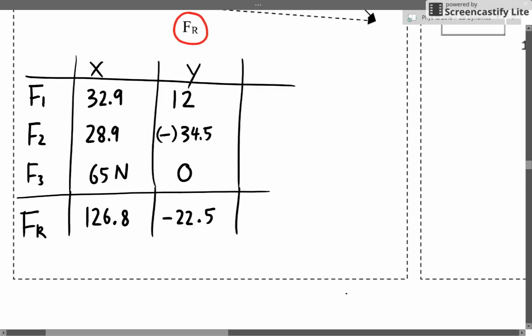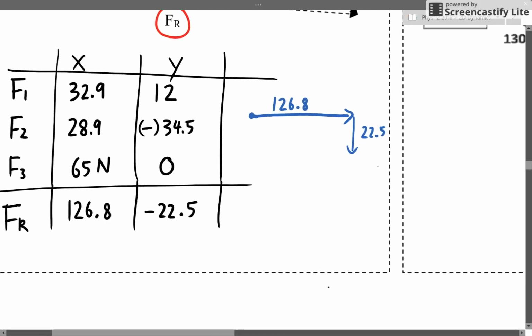Okay, so once we have this, it's really easy because all we have to do is add them up. Draw from dots. So for example, from here, go to the right hand side because you have 126.8 Newton to go, and then you go down by 22.5. So now you can get the resultant just like what we usually do, which is Pythagorean for the components. So this is the force resultant and angle.